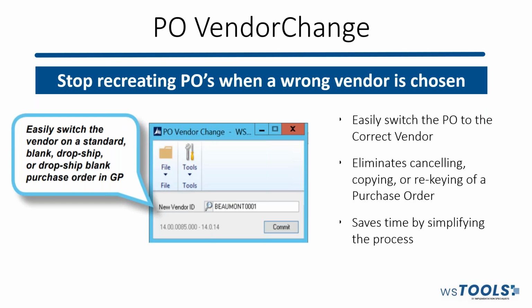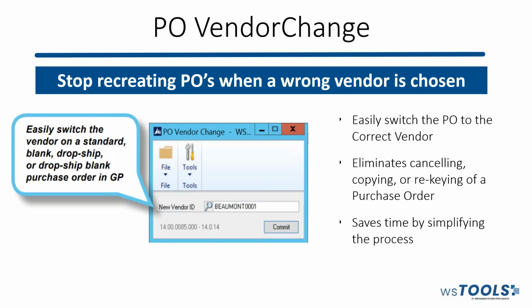Under the additional menu here, you have the ability to switch to a different vendor ID. It brings up this window. You just type it in, click commit, and it'll go back and update your original purchase order, as well as any products integrating into that window as well. So again, very cool. You won't have to rekey the whole purchase order over again.